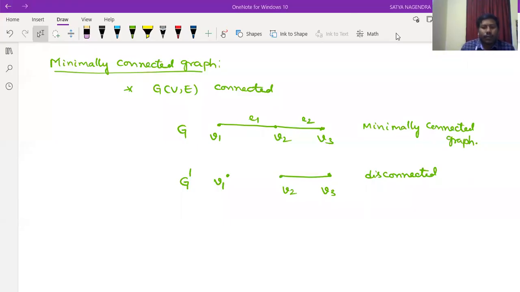Dear students, in the last session, we observed what a tree is and the properties of trees. At the end, we observed this definition, minimally connected graph. So when can we say that a connected graph is a minimally connected graph? If the removal of any edge from the graph results in a disconnected graph, then we call it a minimally connected graph.